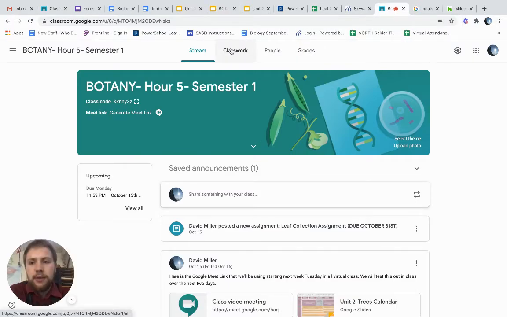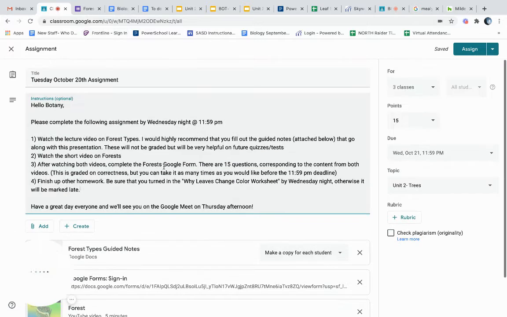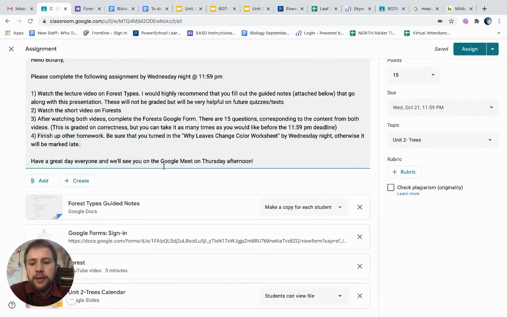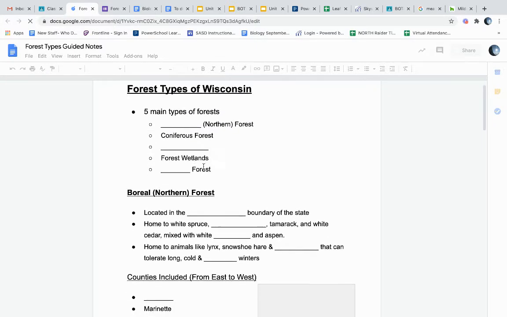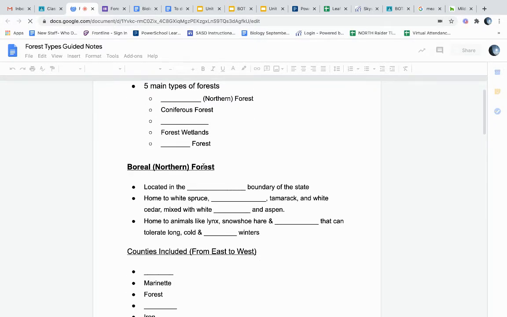So let me take a peek and go to classwork. It is not yet posted, but on this assignment, there will be guided notes. You will notice that these guided notes correspond to today's lecture. So go ahead and please fill those out.